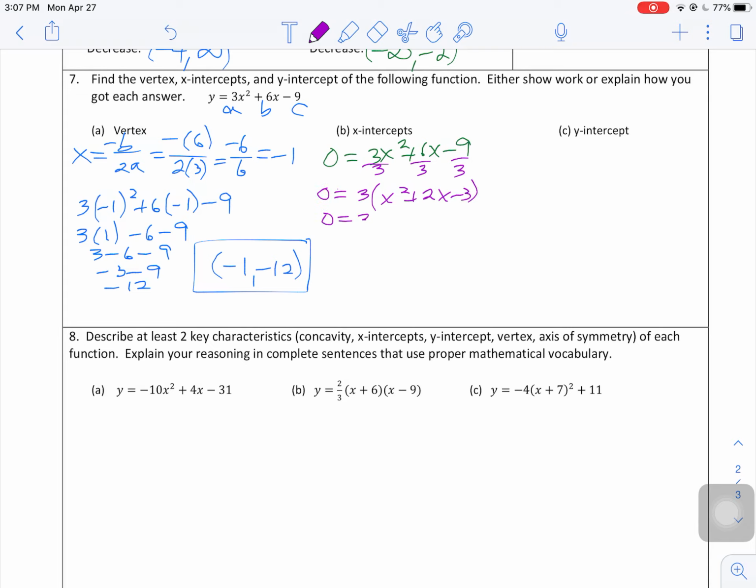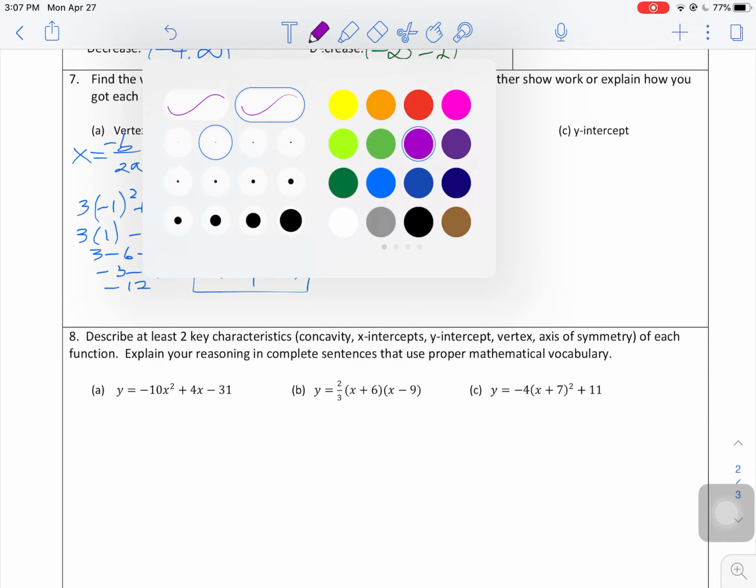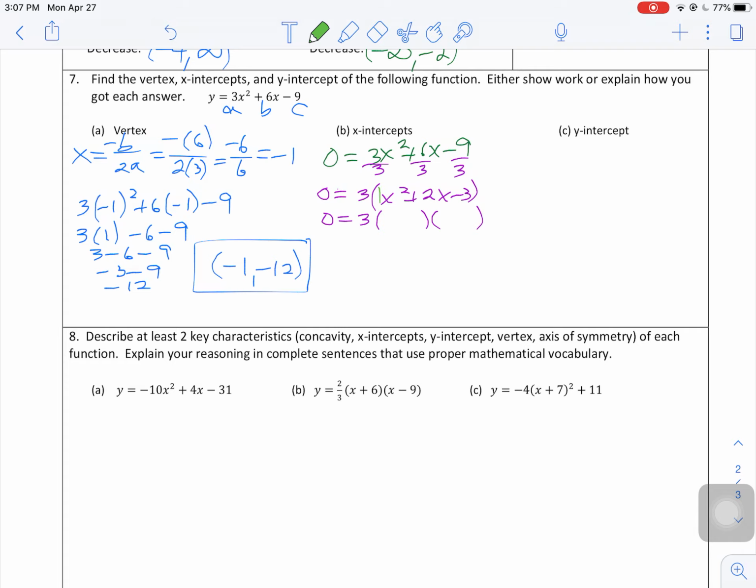Then, looking at my leftovers in the parentheses, it's a basic trinomial because the number in front of the x squared is the invisible 1. So you're looking for two numbers that multiply to -3, and then they have to add to +2. So 3 and -1 multiply to -3, and 3 plus -1 is +2. So x plus 3, x minus 1. Next, set each factor equal to 0 and then solve for x.